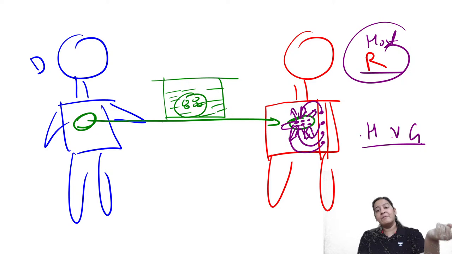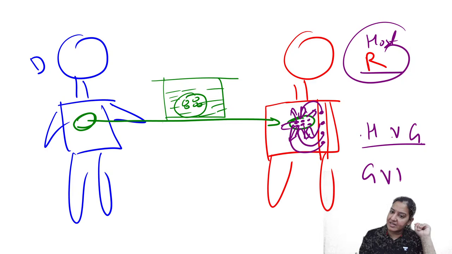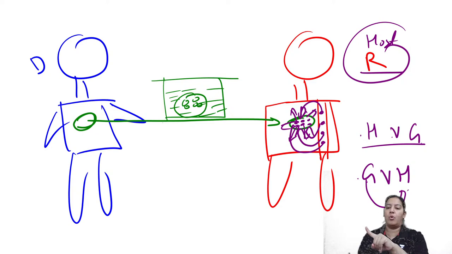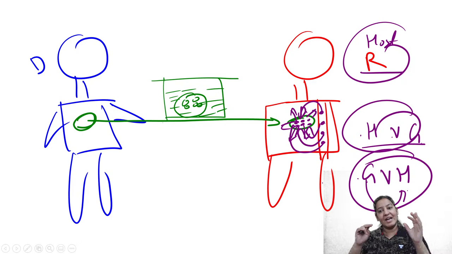Give me a thumbs up. So this is known as graft versus host. The graft is causing damage to the host. The WBCs of the graft are causing damage to the host. So two types of rejection are there: host versus graft and graft versus host. So depending on whose WBC it is. More common is host versus graft.